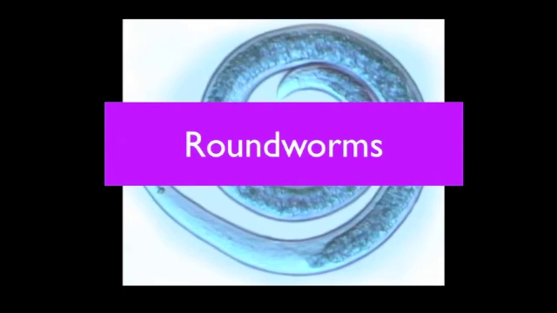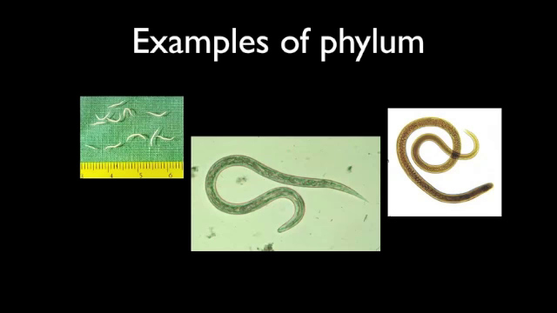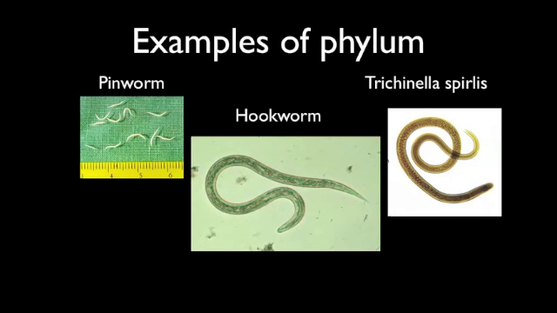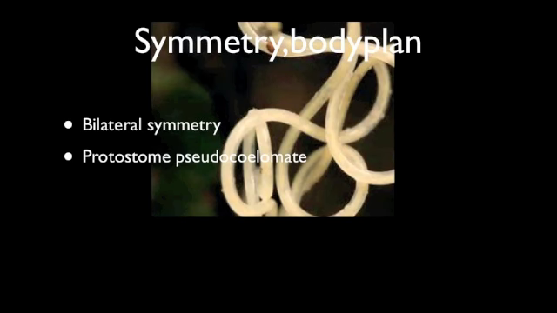Nematoda are also called roundworms. Some unifying characteristics are that they are invertebrates, they are unsegmented worms with bilateral symmetry but little sensory apparatus. They are protostome pseudocoelomates. As pseudocoelomates, they transport nutrients, but there is inadequate room for a circulatory system. Many are parasitic. Examples of the phylum include roundworm, hookworm, and Trichinella spiralis. Their body plan has bilateral symmetry, and they are protostome pseudocoelomates.